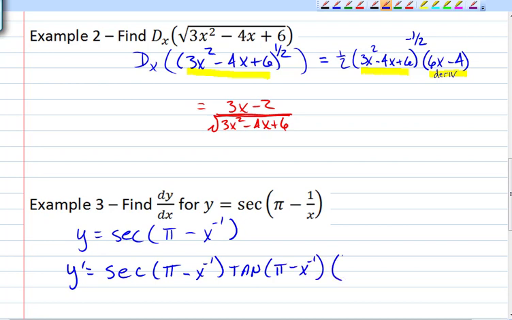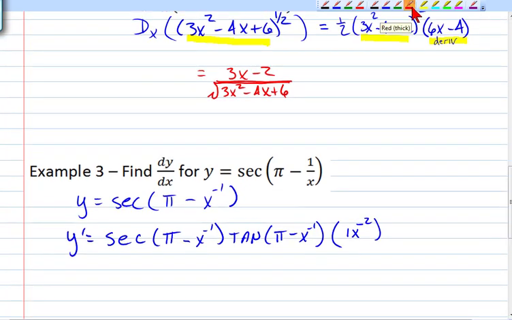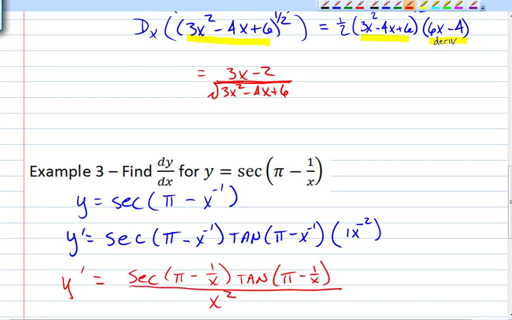And what's the derivative of this angle? It's going to be negative. Okay, derivative of a constant is 0. Pi is a constant, and the derivative of pi is 0. The derivative of negative x to the negative 1 is 1 x to the negative 2. So when you clean this up, it's not going to get very clean. We end up with secant of our angle, tangent of our angle, all over x squared. Because remember that x was raised to a negative power to make the negative exponent positive.